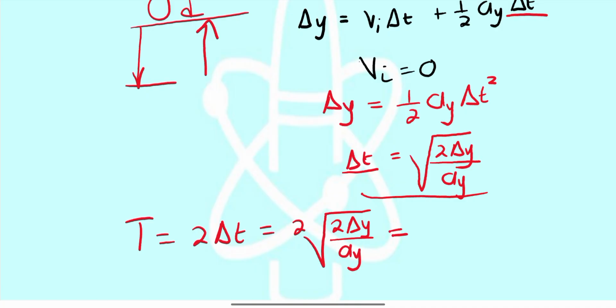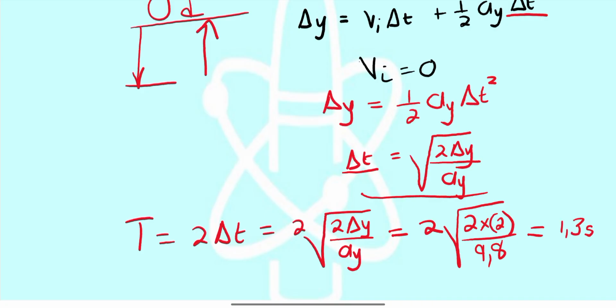And we're already given delta y there in the equation. Okay, then we know the acceleration is due to gravity. So we just substitute our values over there, divided by 9.8 for gravity, which is going to give us 1.3 seconds. Okay, so this is the period that we're looking for in this question.